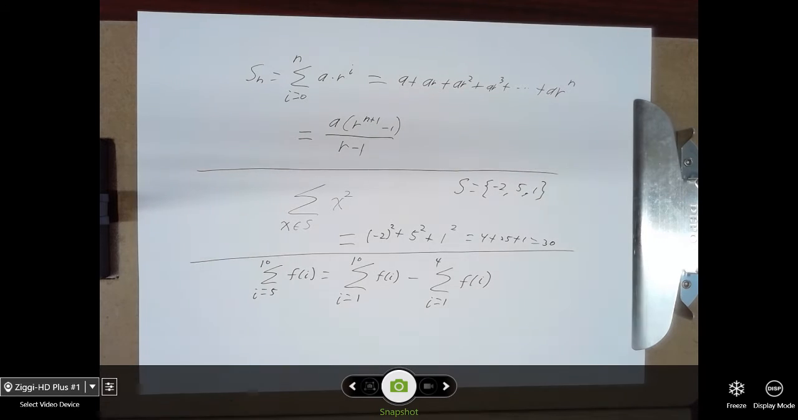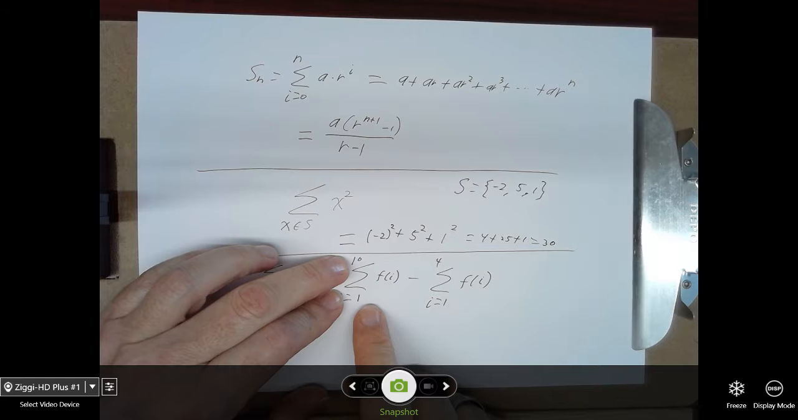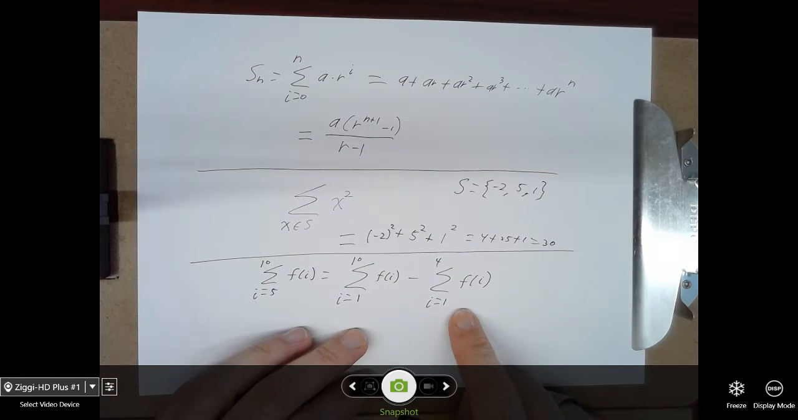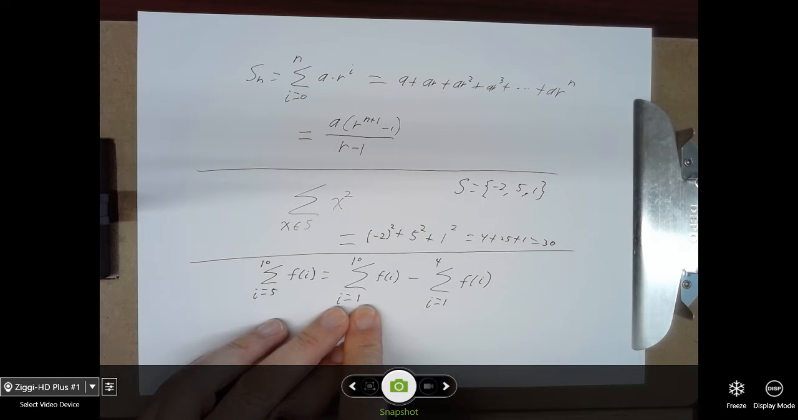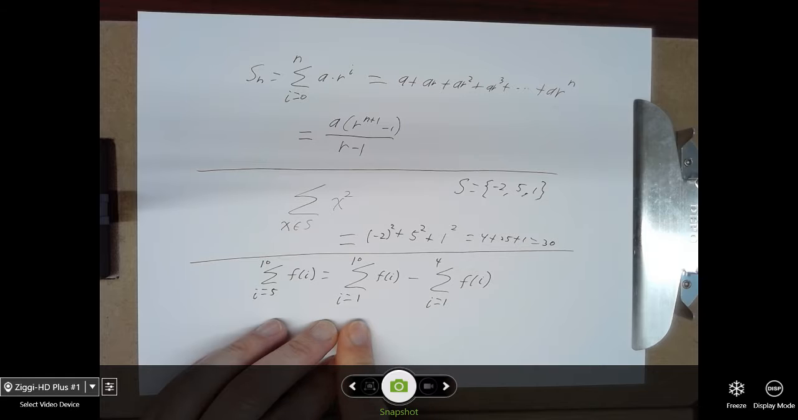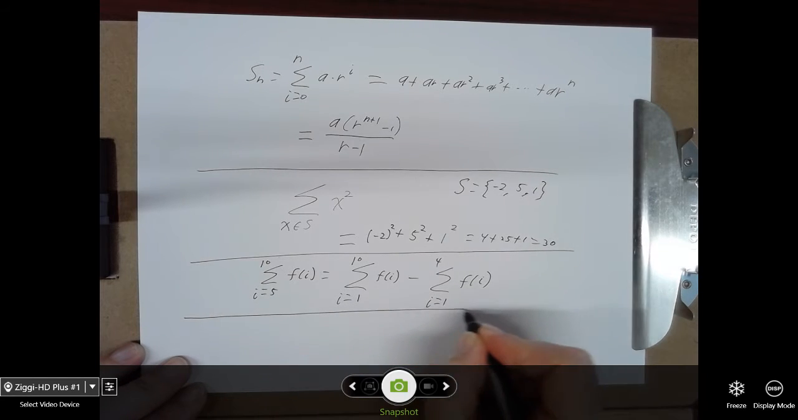We can also do algebraic tricks like this. If we want to sum some function from 5 to 10, we could sum from 1 to 10 and then subtract the sum from 1 to 4. Because if you expand each of these out, the first 4 terms of this sum are going to be canceled when you subtract off the terms of this sum. And it's going to leave you just the terms for i equals 5 up through 10. So that's another way to deal with different indices.